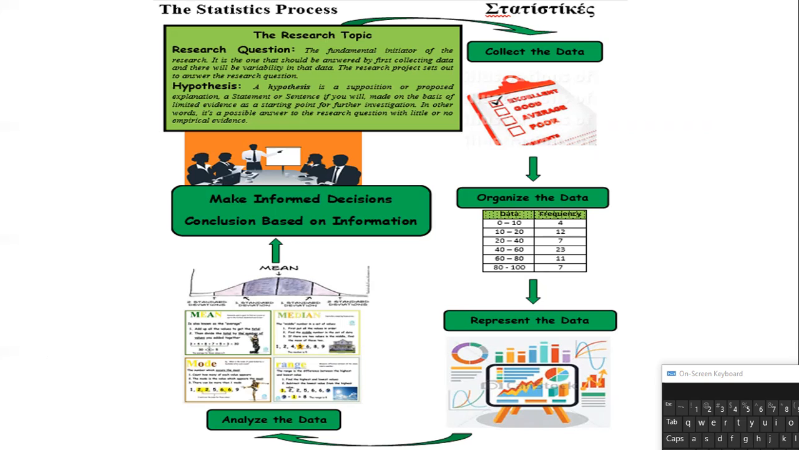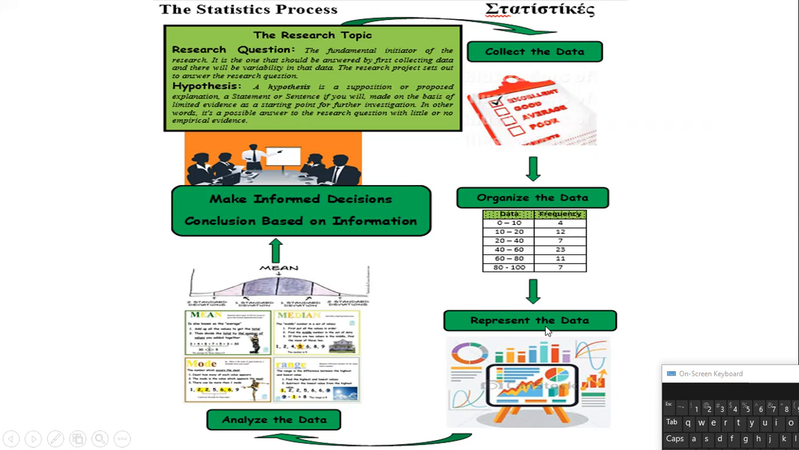Then to verify that hypothetical answer, to see if it is true or not, you have to go and collect data, using questionnaires. So here you have the process of statistics happening. After you collect the data, you have to organize it, because the data comes disorganized in a raw form.